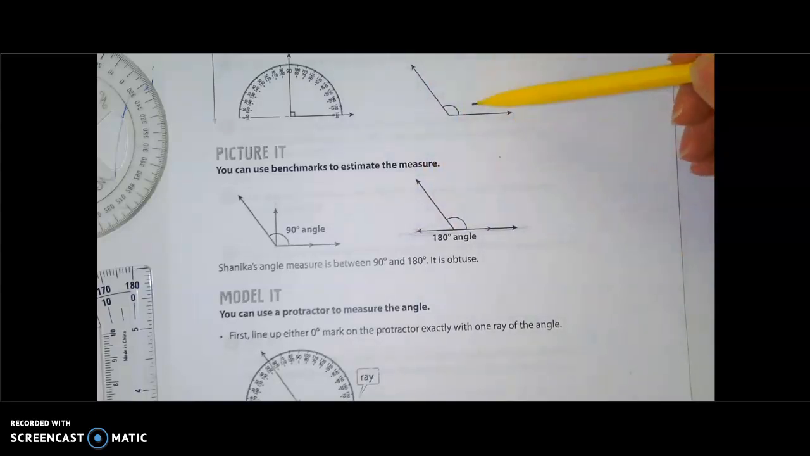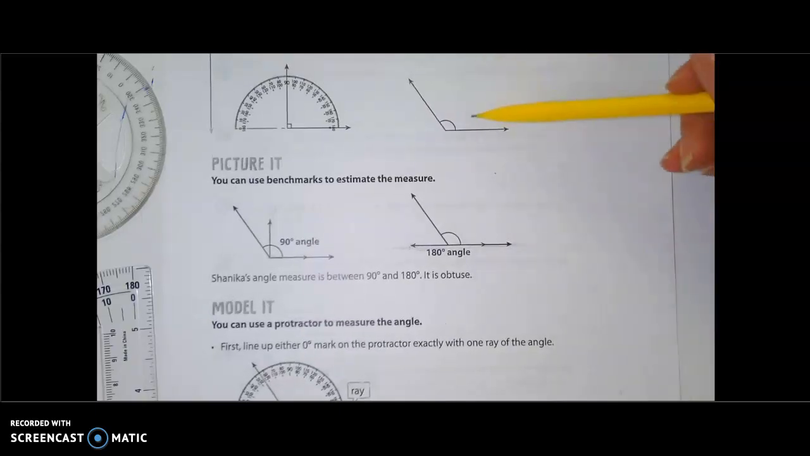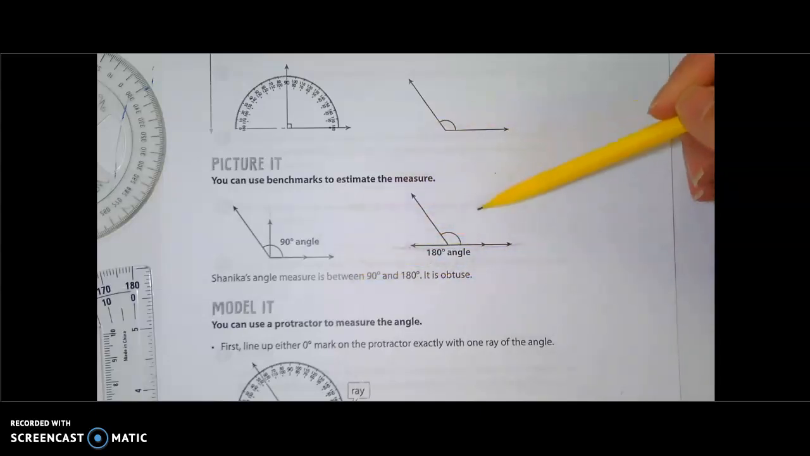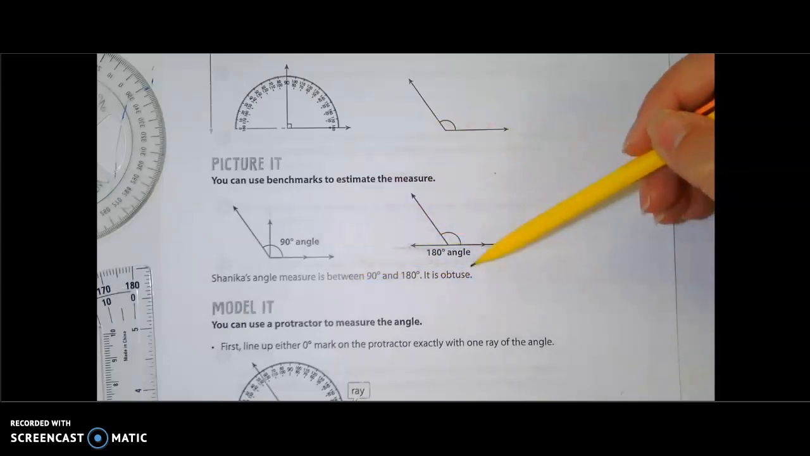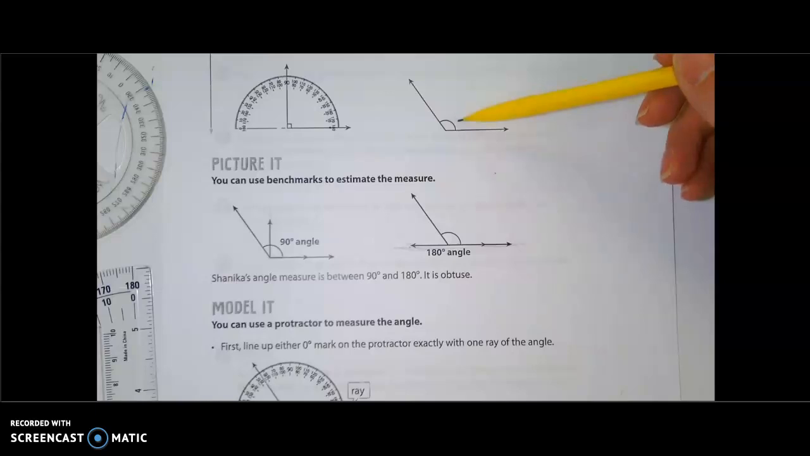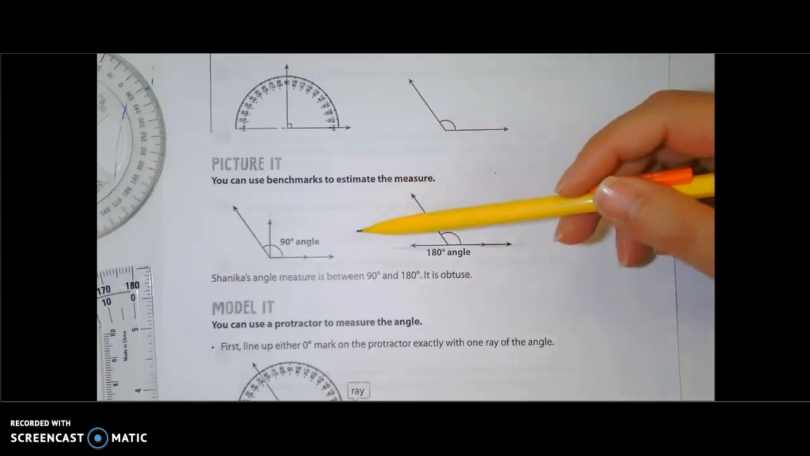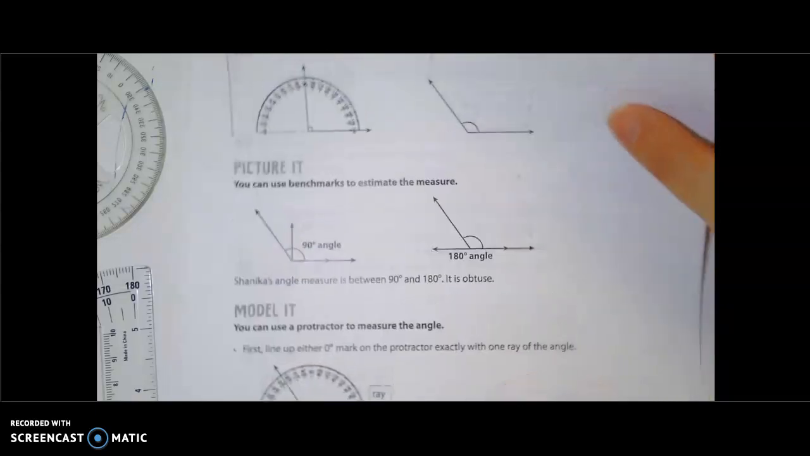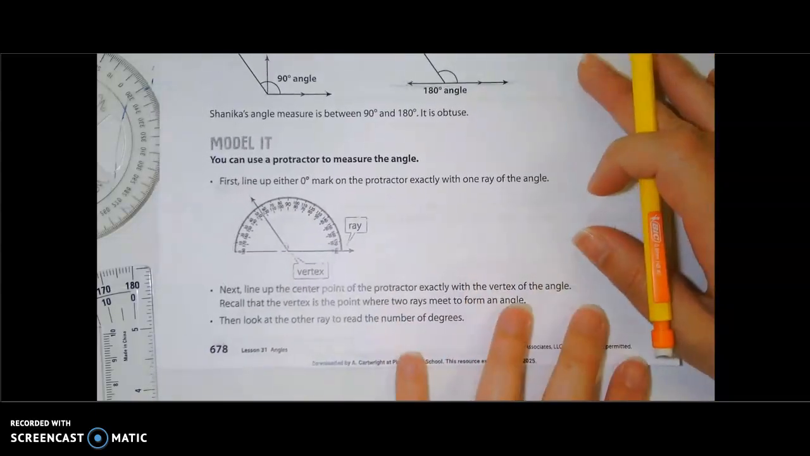So we know that her angle, or their angle, is greater than 90, but less than 180. And so knowing that, that's the definition of an obtuse angle. So we know her angle is obtuse. We know it's between the measures of 90 and 180. Now we can use a protractor to measure.